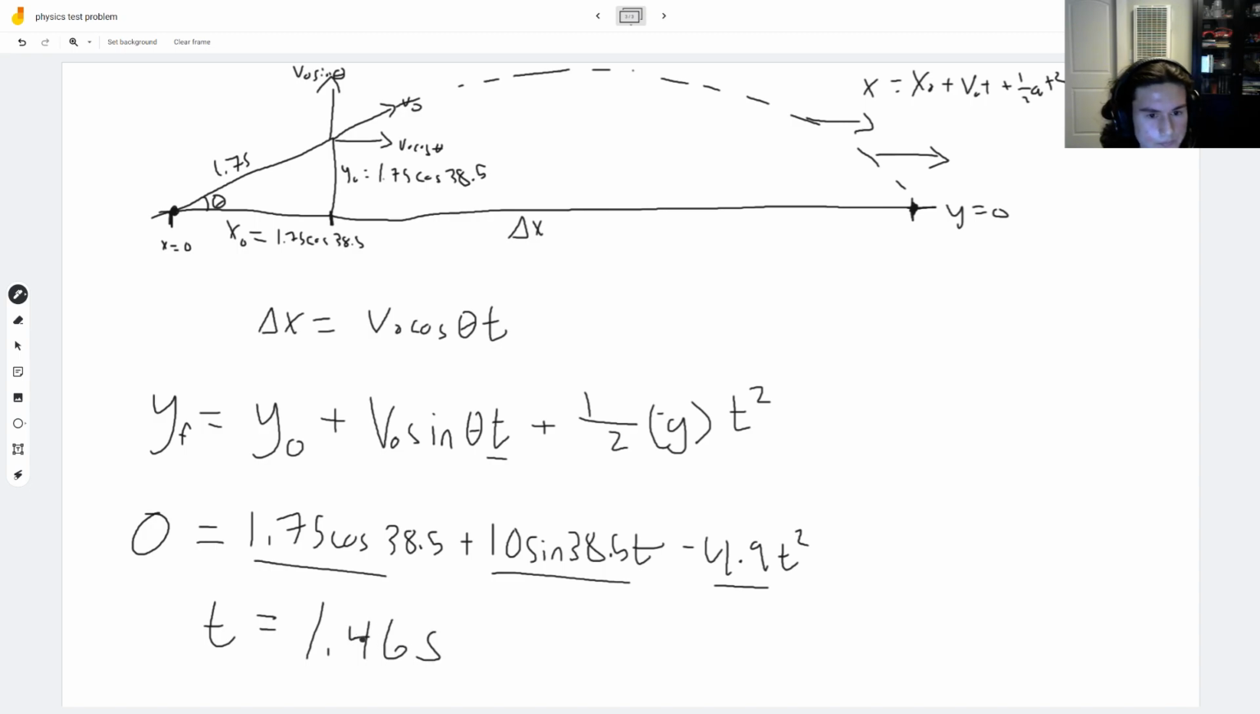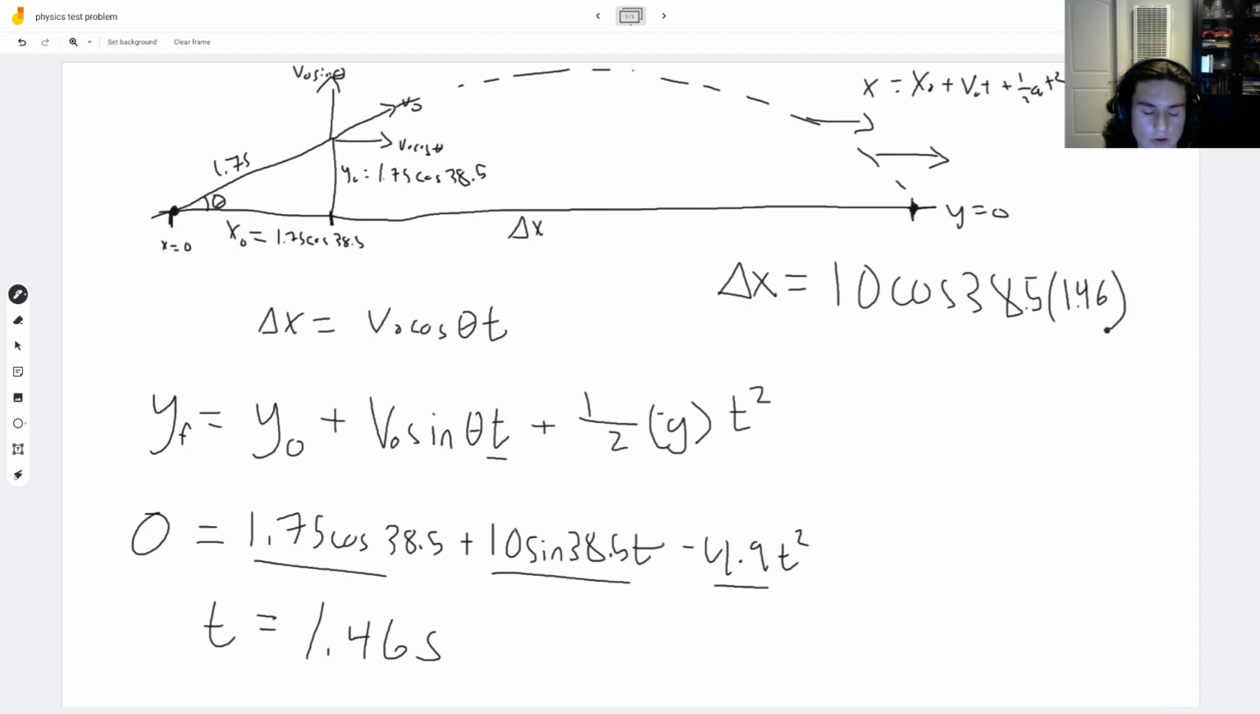So what I'm going to be doing is putting that into this equation over here. The change in x will be equal to our initial cosine theta t, whatever. Theta is 38.5, and then our t is going to be 1.46 seconds.